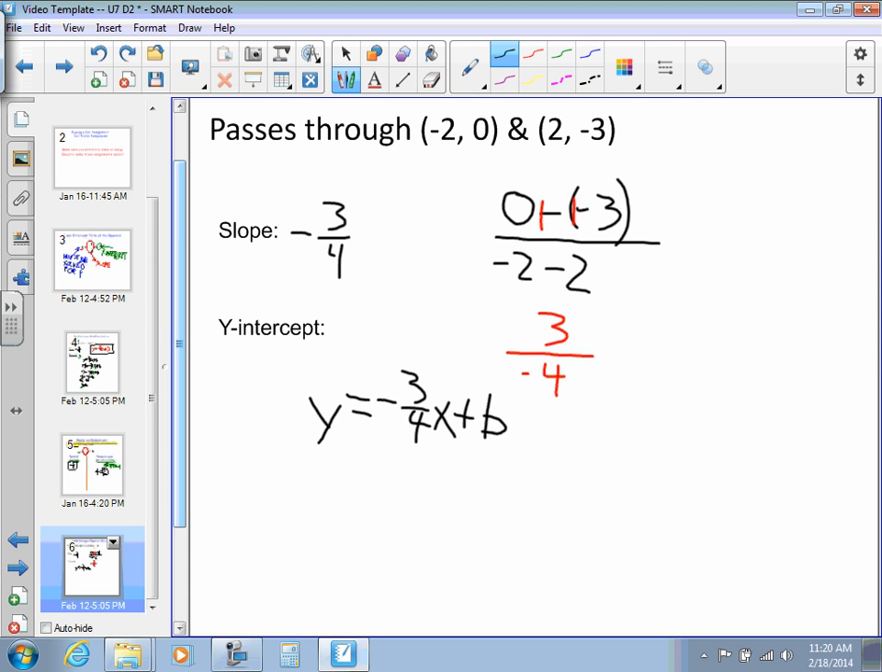So I can pick either one of these points. It really doesn't matter which. I think I'm going to pick the first one. So my y value is 0, negative 3 over 4, and for x I've got a negative 2 plus b. Okay.